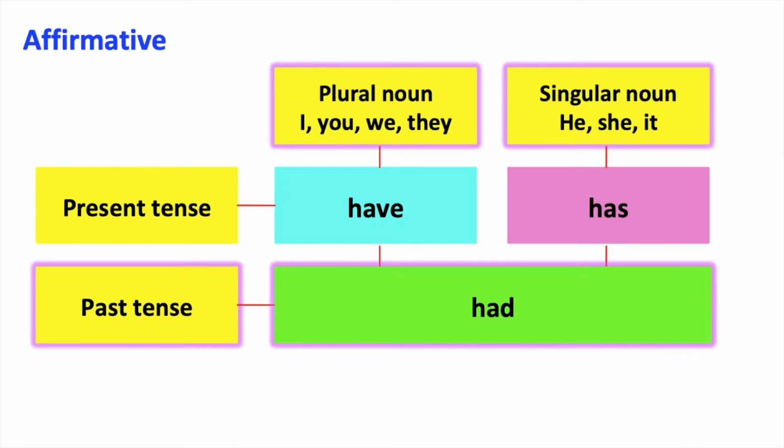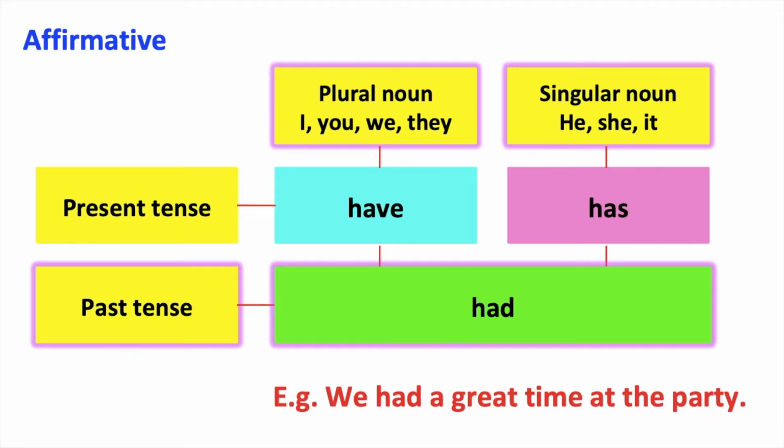Lastly, for all subjects in the past tense, we use the verb had. For example, we had a great time at the party.